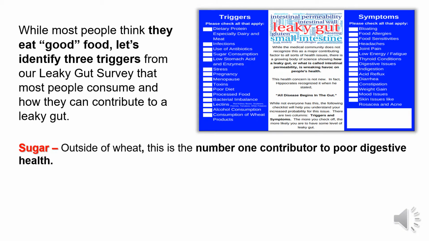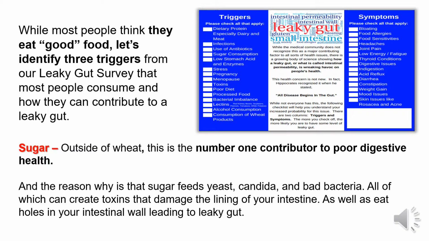And another trigger is sugar. Outside of wheat, this is the number one contributor to poor digestive health. And the reason why is that sugar feeds yeast, candida, and bad bacteria, all of which can create toxins that damage the lining of your intestine, as well as eat holes in your intestinal wall, leading to a leaky gut.